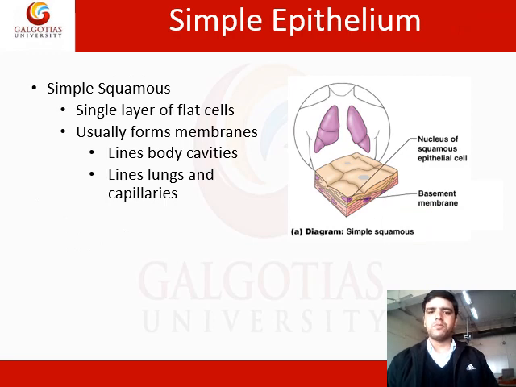So both can be combined together. Based on the number of layers, the epithelium can be divided, starting with simple epithelium. A simple epithelium can be classified by which type of cells are arranged in a single layer. It can be simple squamous. Basically, it is formed by a single layer of flat cells. It usually forms the membranes that line body cavities; wherever cavities are there, the lining of those cavities is formed by simple squamous epithelial cells. It also lines the lungs and the capillaries.